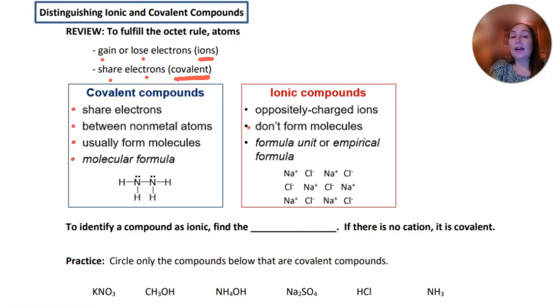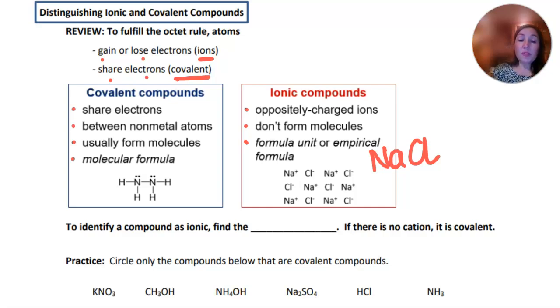In an ionic compound, there are oppositely charged ions. So there are cations and anions. They don't form molecules per se. They have formula units or empirical formulas, like NaCl. If we have the empirical formula NaCl, we mean that there's this repeating array of NaCl, NaCl, NaCl, and that every sodium is surrounded by chlorine atoms, and so on.